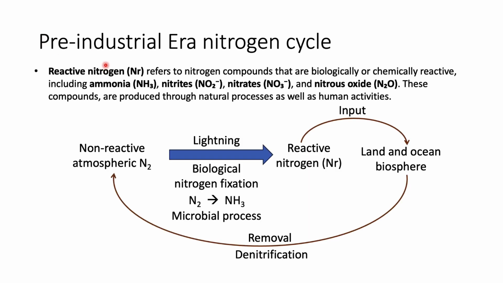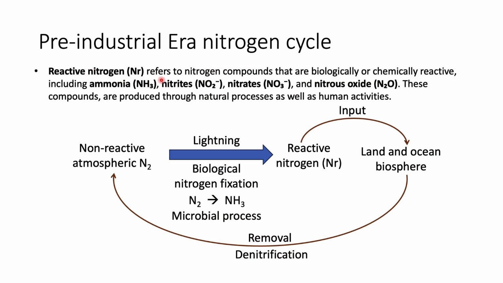So let us look at the pre-industrial era of the nitrogen cycle, because carbon and nitrogen cycles are important biogeochemical cycles. Now we are looking at the nitrogen cycle. Reactive nitrogen refers to nitrogen compounds that are biologically or chemically reactive, which includes ammonia, nitrites, nitrates and nitrous oxide. These compounds are produced through natural processes as well as human activities. So we have non-reactive atmospheric nitrogen, because our atmosphere contains more than 70% nitrogen. So this is basically non-reactive nitrogen.